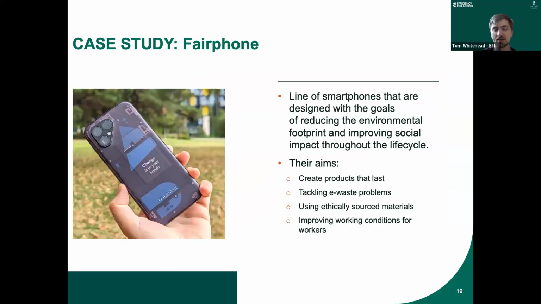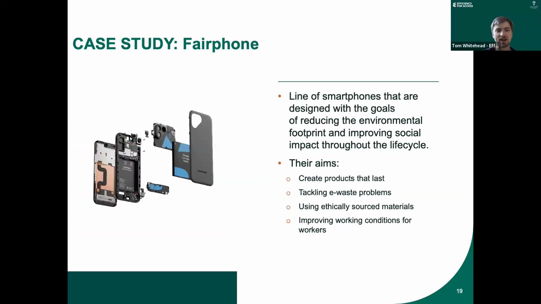And closer to the appliance space, there is a company called Fairphone that is seeking to reduce the environmental footprint of the phone and improve the social impact throughout the life cycle. So they are looking to make products that last. They're trying to tackle the e-waste at the end of the life, but also ethically sourcing these materials, these rare earth materials, at the start, and also improving the working conditions for the workers as well. So there's a whole spectrum, huge amount of potential.